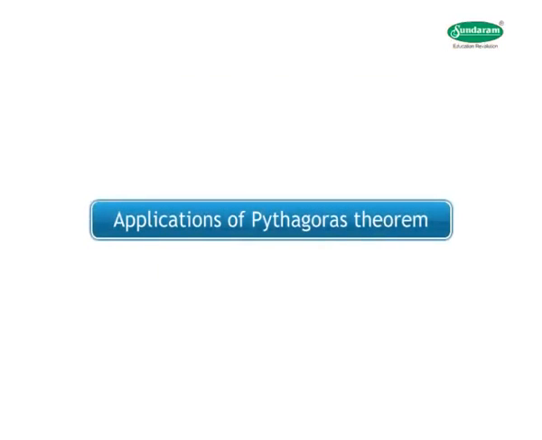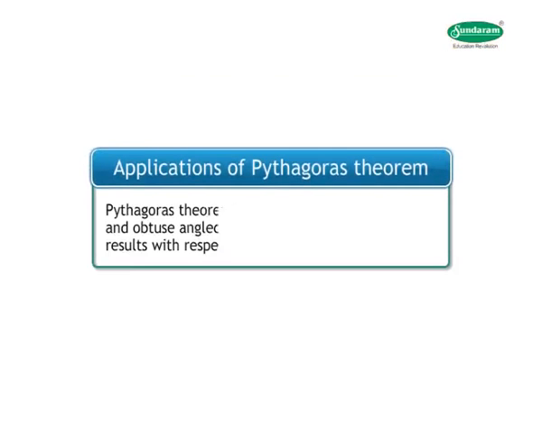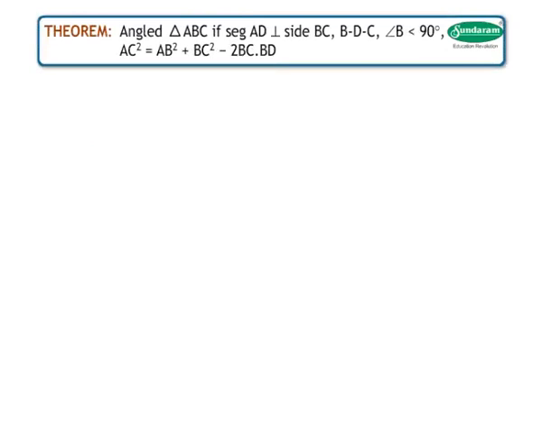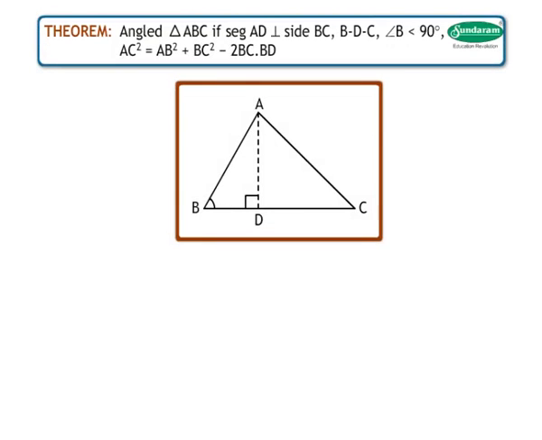Applications of Pythagoras Theorem. Pythagoras Theorem can be applied to acute angled and obtuse angled triangles, and we have interesting results with respect to these triangles. In acute angled triangle ABC, if segment AD is perpendicular to side BC, points B, D and C are collinear, then AC square is equal to AB square plus BC square minus 2BC into BD.